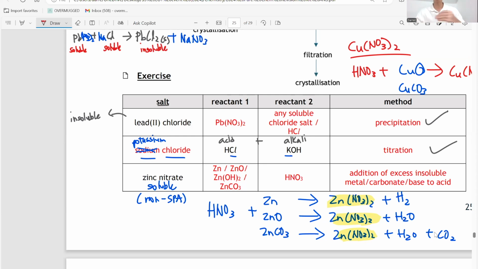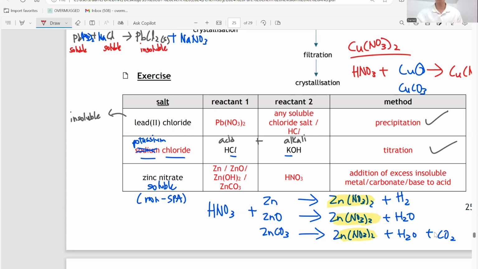Regardless of which one you choose, you will still get the zinc nitrate, which is your soluble salt. After you have this zinc nitrate, what do we do? We do crystallization to get the solid version of this salt. So what am I saying here? The third method is just an acid reaction to produce a soluble salt.